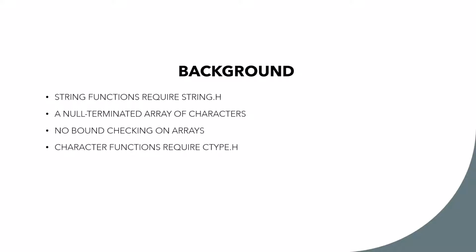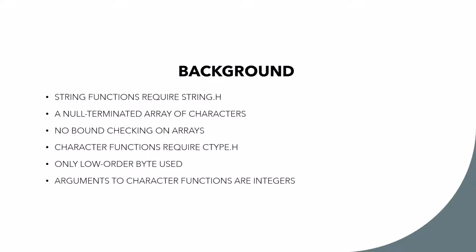Character functions require the use of ctype.h, and again we have used this header file, but we'll be looking at more of the functions that we can use from this header file. Remember, with characters, only the low order byte is used, and we've discussed this in detail, you may recall, in an earlier session. Arguments to character functions are integers, though of course we declare or define them as characters in our code. Internally, they will be converted to integer types when these character functions are called.